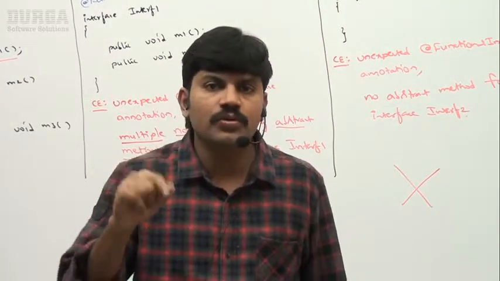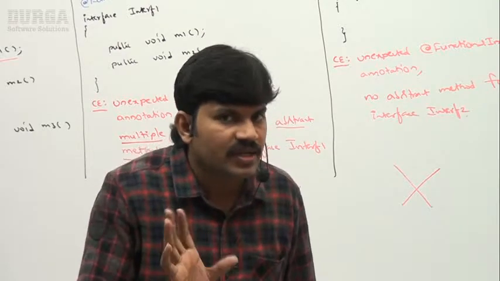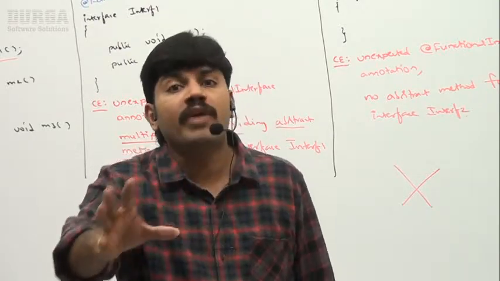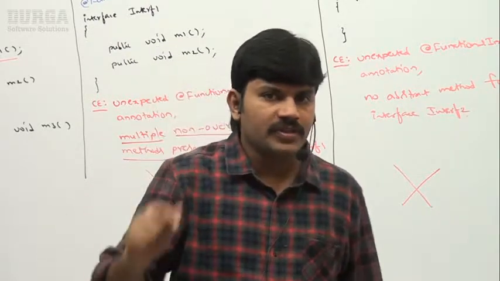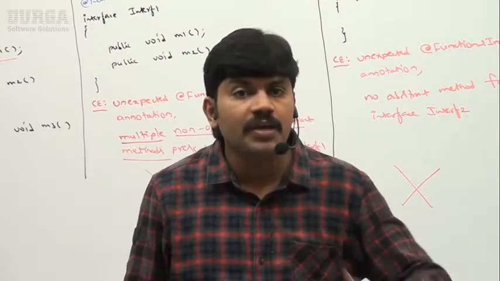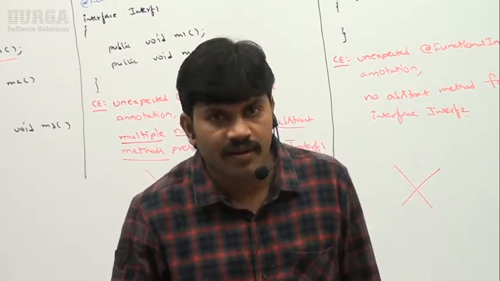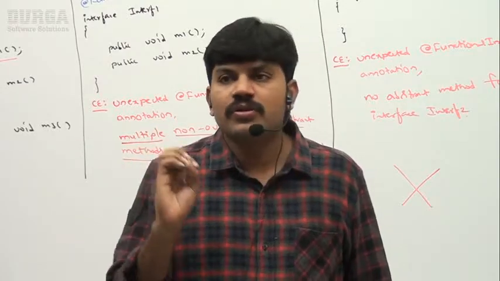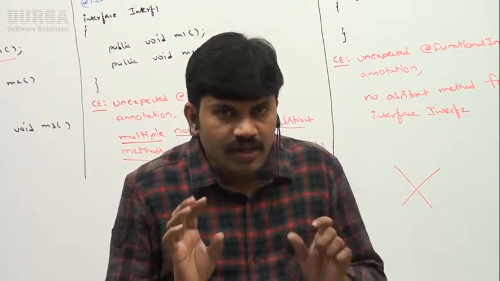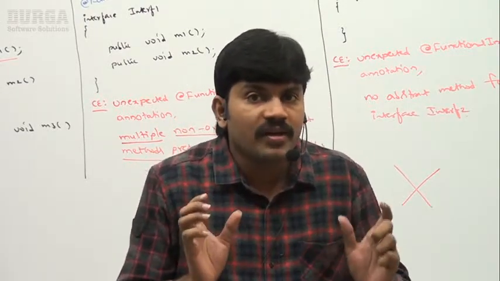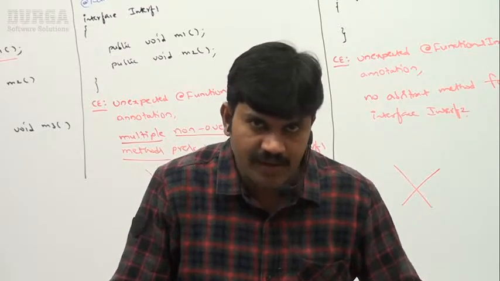Who is going to use this annotation? The compiler will use it at the time of compilation to validate whether your interface is a functional interface or not. If by mistake you make any mistake, the compiler will give an error. Is it clear for all of you? This is what you should be aware of regarding the @FunctionalInterface annotation. Clear, right?